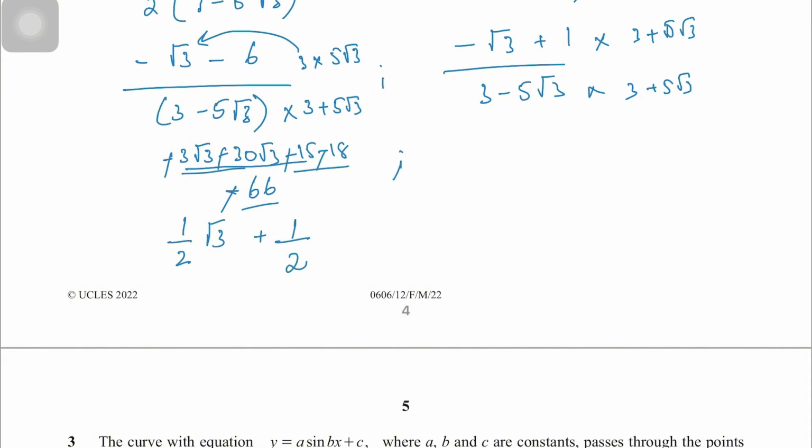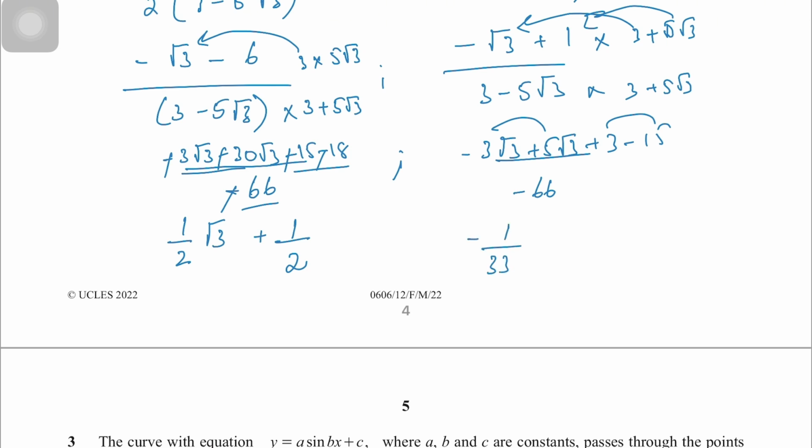Now solving this part. So this would be negative 66 again. And the numerator part would be negative 3 root 3 and 5 root 3, positive 5 root 3 and positive 3 and negative 15. So we'll get our final answer as negative 2 root 3 over here and positive 12. So we need to cancel this out. So this would be negative 1 over 33 root 3 and plus 2 over 11.